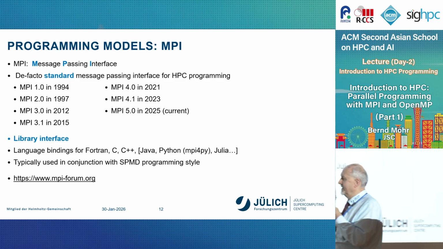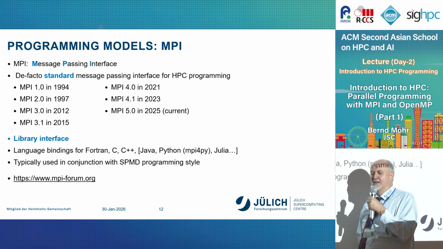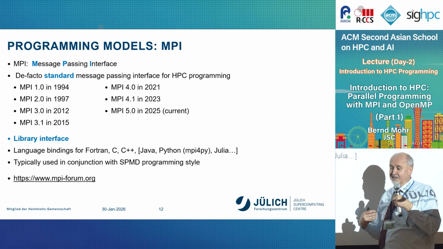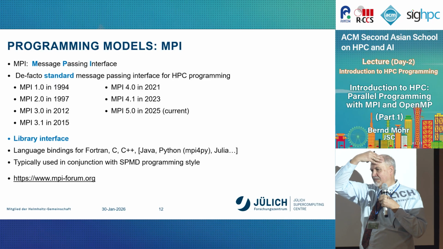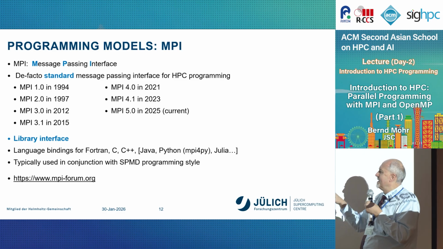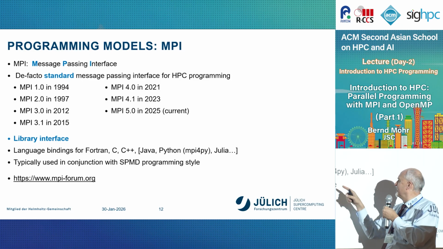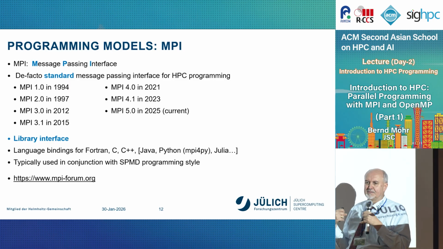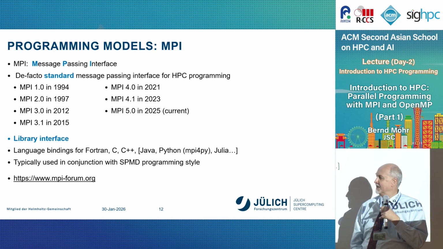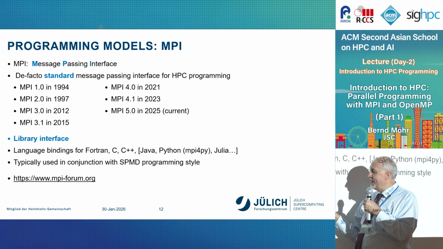And there is a version in the official standard for C, C++, Fortran 90, and Fortran 2008. There are unofficial versions, not documented or standardized in the standard, where people said, okay, I can make it also available for Java, for Python, Julia, and so on. So if you are interested in Python, you can use the package MPI for Python, mpi4py. And everything about MPI you find on that website.